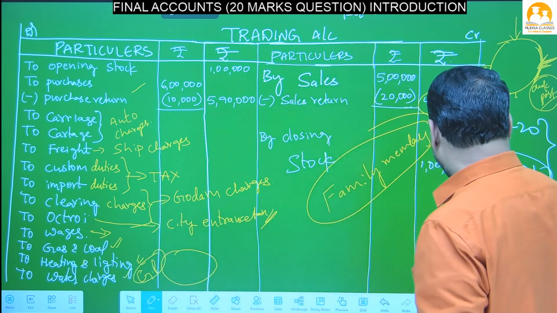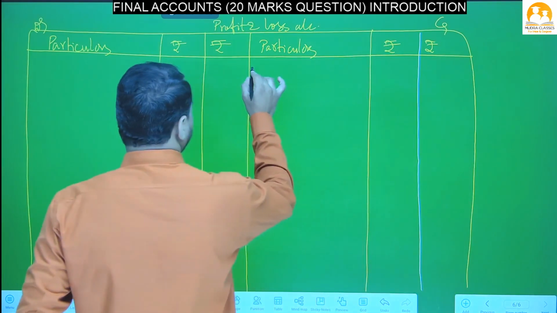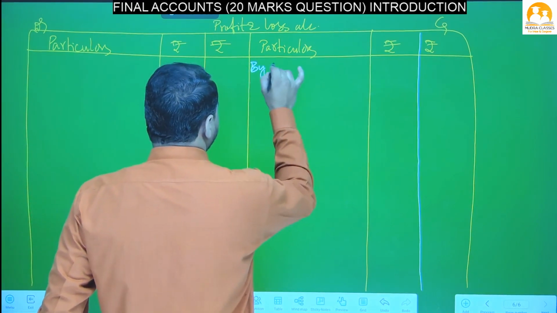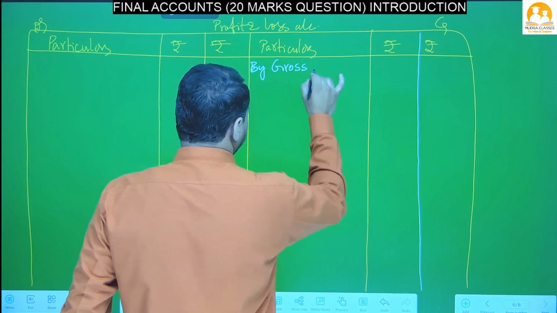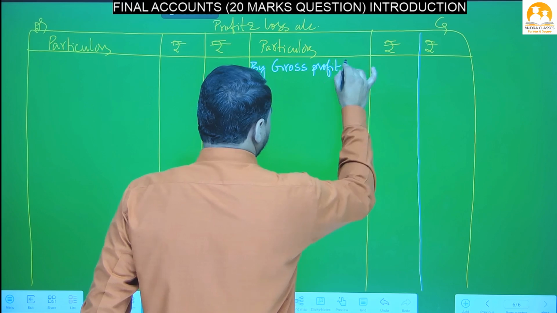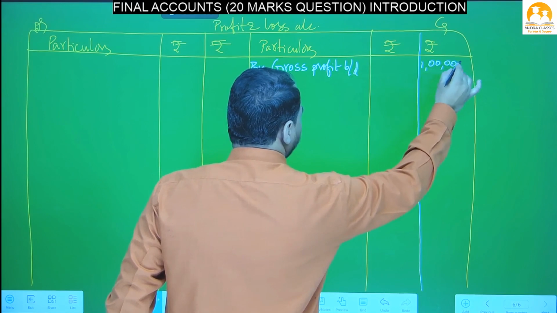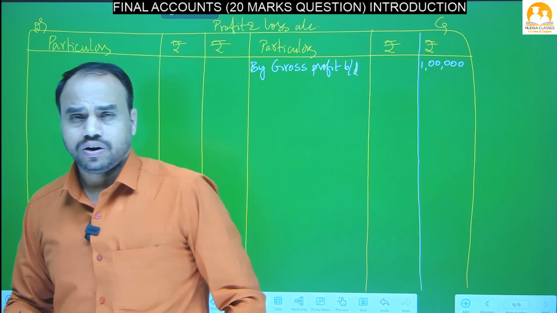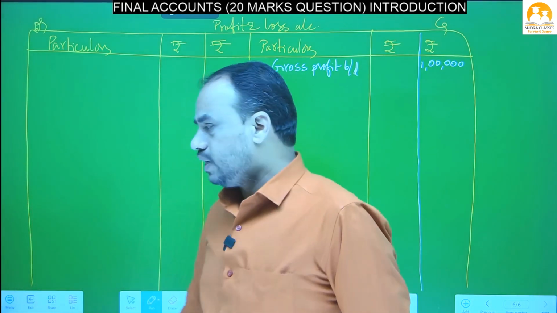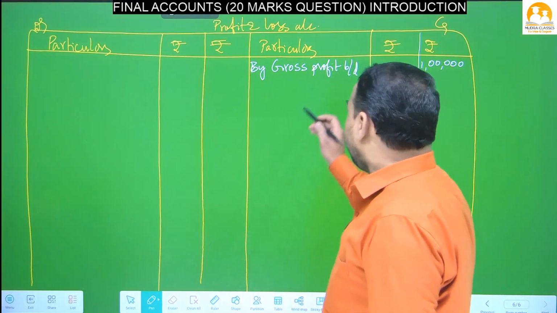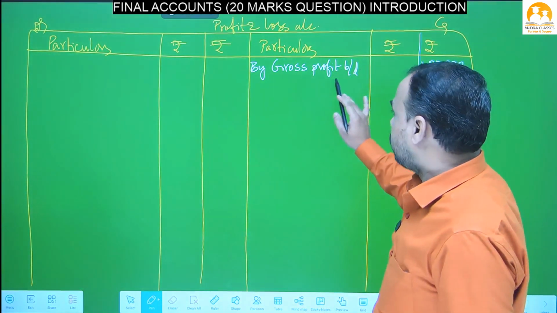This gross profit we write in the profit and loss account on the credit side as the first item: by gross profit brought down. For example, 1 lakh rupees; whatever amount is there, we have to write here. Whatever profit we got, that amount we write here. So the first item in the profit and loss account credit side is gross profit.